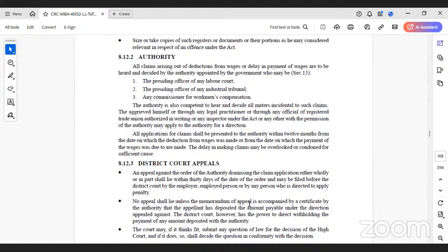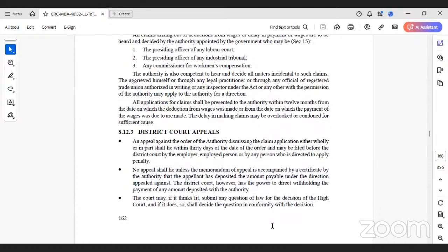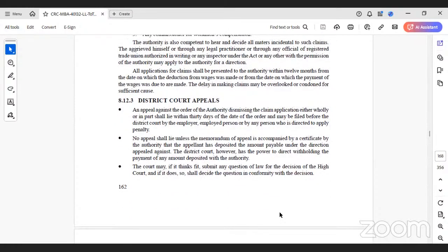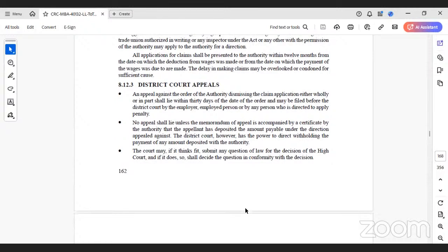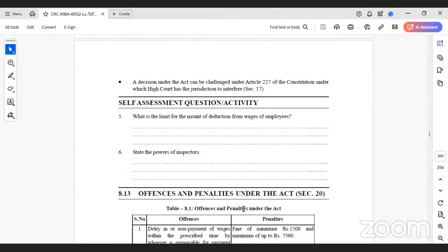Whenever there is an appeal against the order of the authority dismissing the claim application either wholly or in part, it shall be filed within 30 days of the date with the district court of appeal, and no appeal shall lie unless the memorandum of appeal is accompanied by a certificate from the authority that the appellant has deposited the amount payable under the directions appealed against. The court may, if it thinks fit, submit any question of law for the decision of the High Court, and it will decide the question in conformity with the decision.